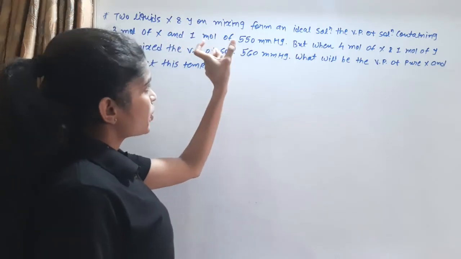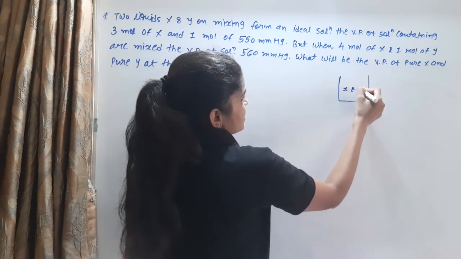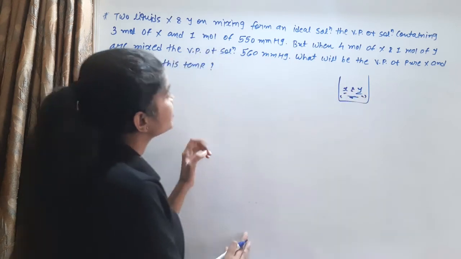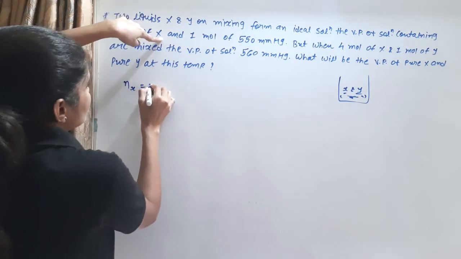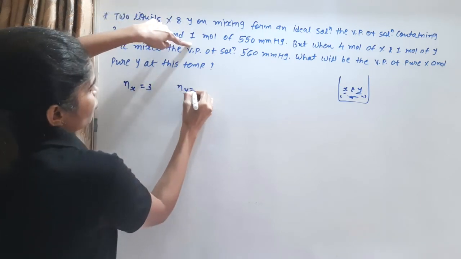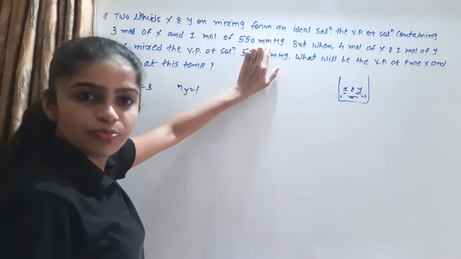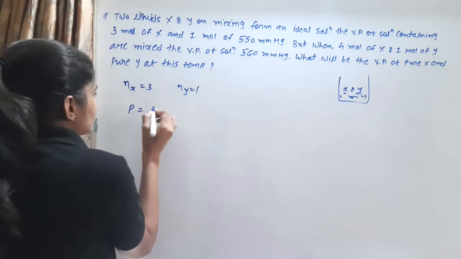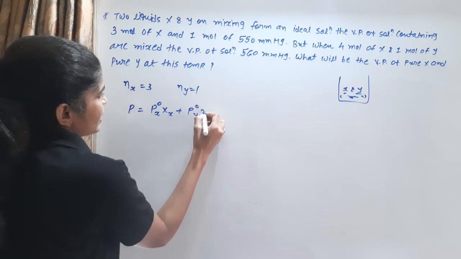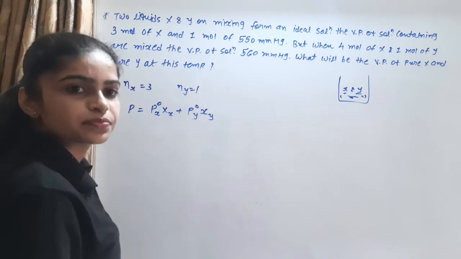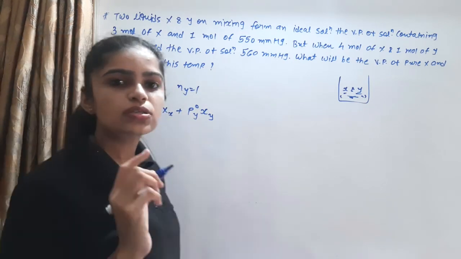X and Y on mixing form an ideal solution. So the two liquids X and Y form an ideal solution containing 3 mole of X, so mole of X is equal to 3, and 1 mole of Y, at 550 mmHg. So total pressure P is equal to P0X into XX plus P0Y into XY. This is the mole fraction, so find out the mole fraction first.